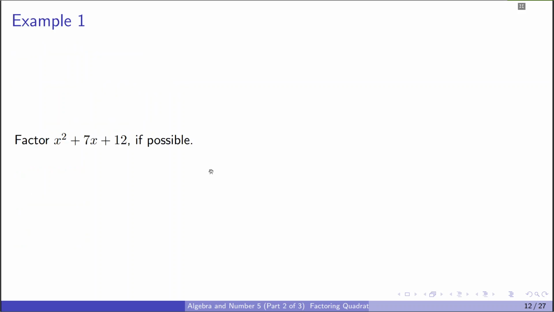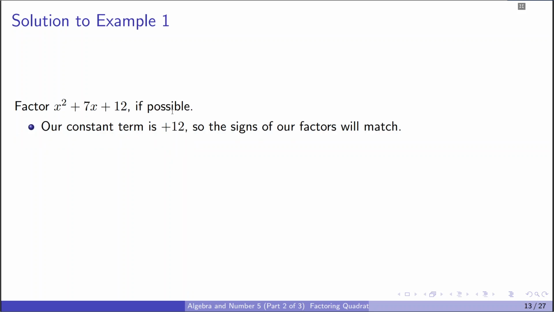More examples. Let's factor x squared plus 7x plus 12 if possible. All right, our constant term is 12, and it's a positive 12. The fact that it's positive says the signs in our factors will match, either both positive or both negative. The linear coefficient, that 7x term, is a positive 7. So both of our signs will be positive.